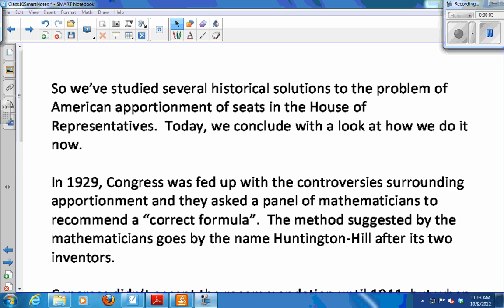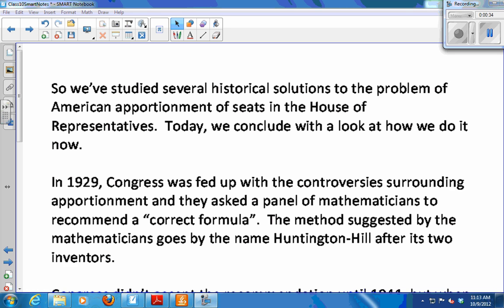Okay, so far in chapter 4, we've studied several historical solutions to the American problem of apportionment and how to apportion seats to the House of Representatives. We looked at Hamilton's method, Jefferson's method, Adams' method, and Webster's method, four of our founding fathers' methods, which they, as non-mathematicians, just general scholars, invented as ways to apportion the House of Representatives.